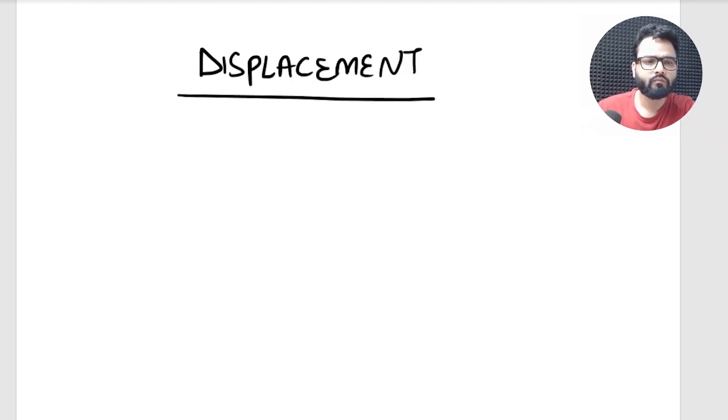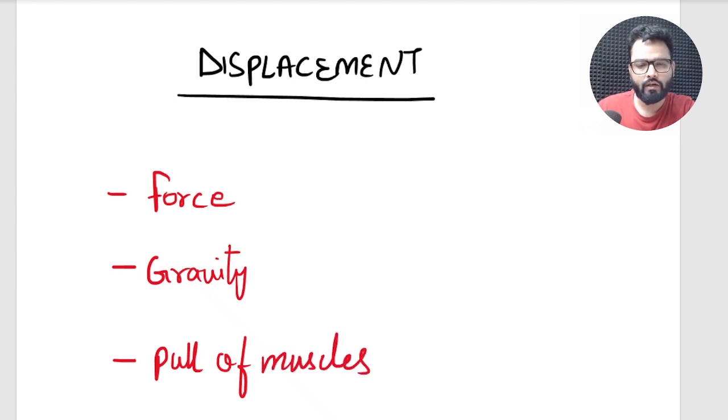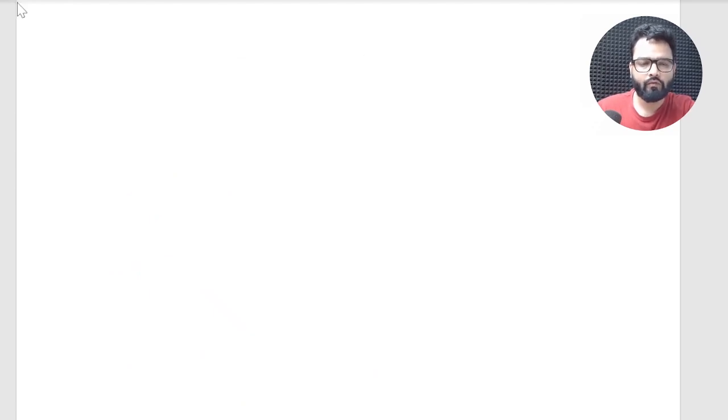Now we will discuss the displacement of the fracture. The fracture displaces due to the force which was initially applied by the injury, by gravity over the proximal and distal fragment of the fracture, and the pull of muscles which are attached to the proximal and distal part of the bone. What all type of displacements can occur? So majorly there are 4 types.